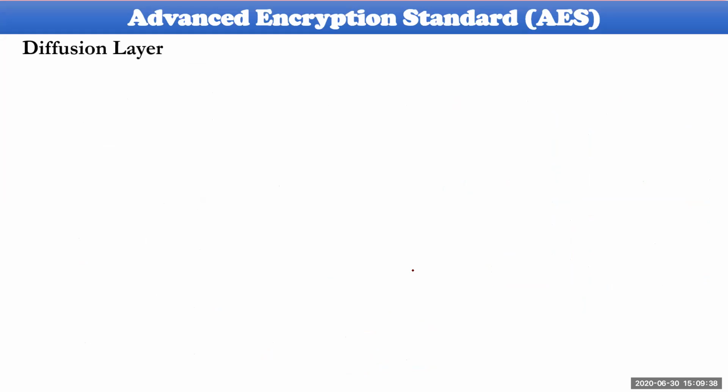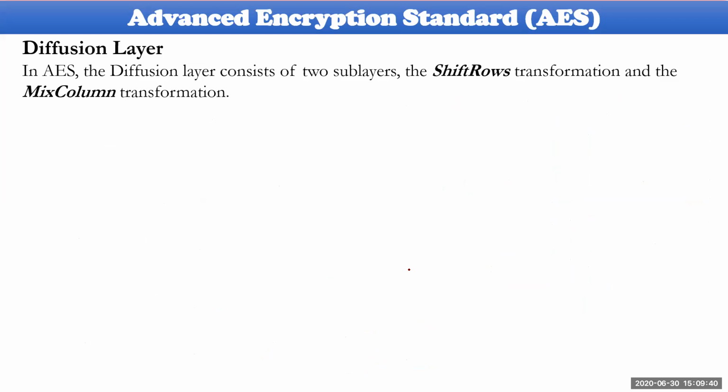Now we would like to go ahead and discuss diffusion. What is diffusion and how does diffusion happen? We'd like to have a look. In diffusion, after taking shift rows, we would like to consider one particular operation, that is mix columns.